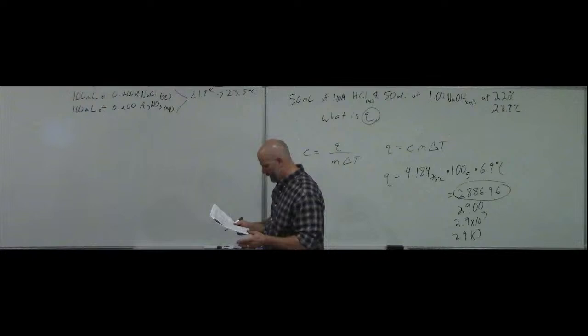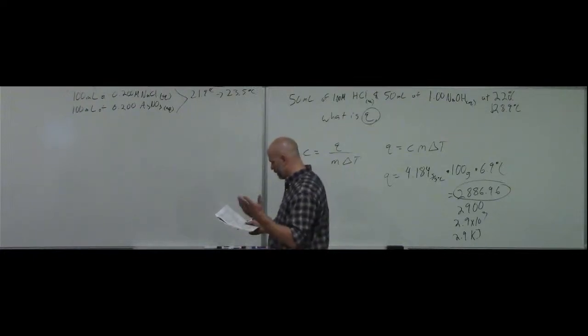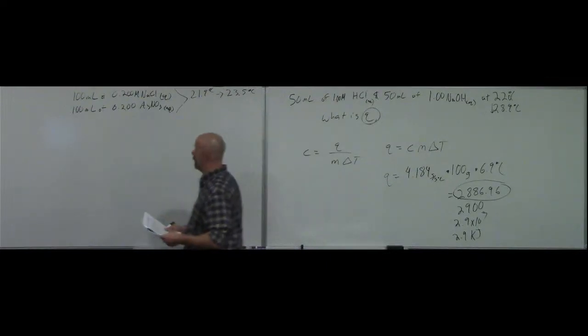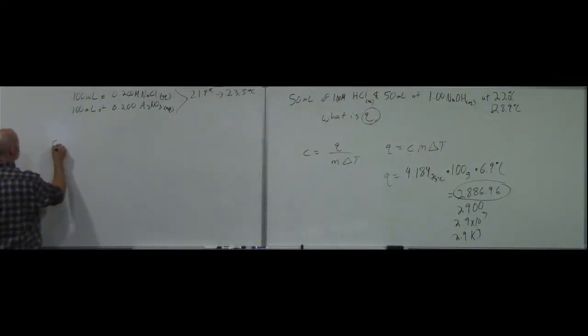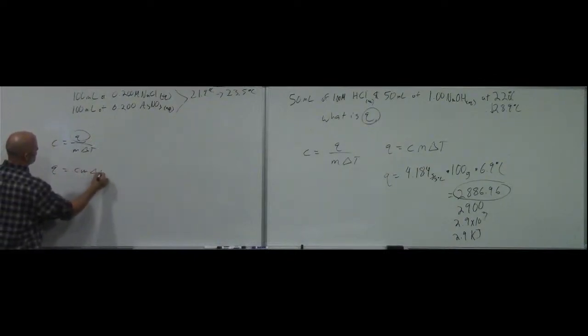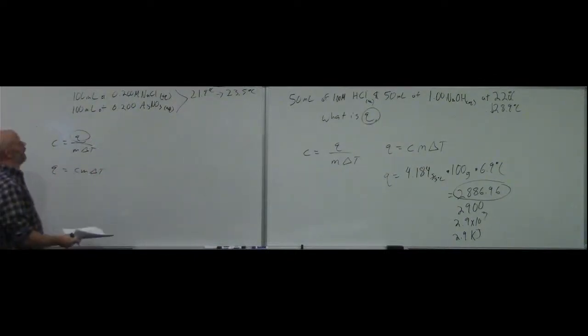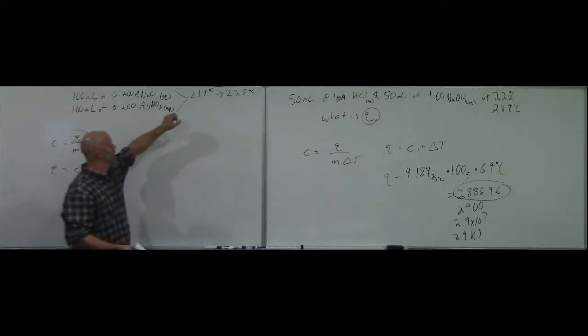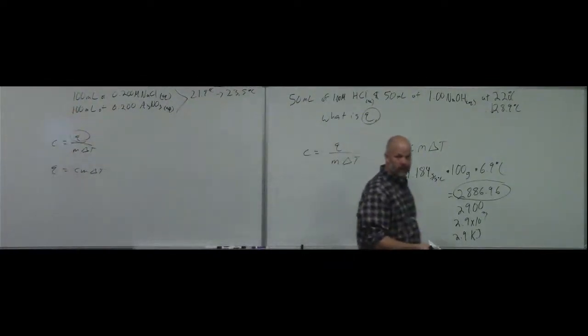How much heat is produced by this reaction? We're not worried about what assumptions. I want you to solve for the heat, right? So solve for Q. Again, formula C equals Q over M delta T. We want to solve for Q, so Q equals C M delta T. What's my specific heat here? 4.184 because it's water. What is my mass here? 200 grams, because I'm adding these two things together, and my delta T is whatever that comes out to be.